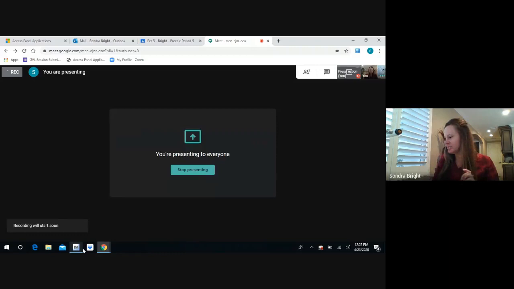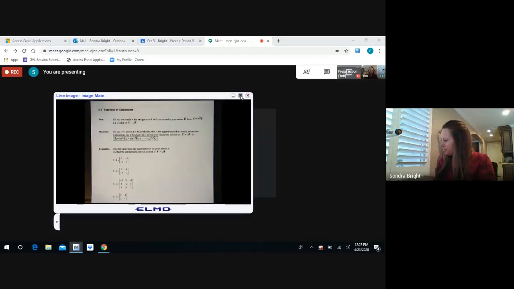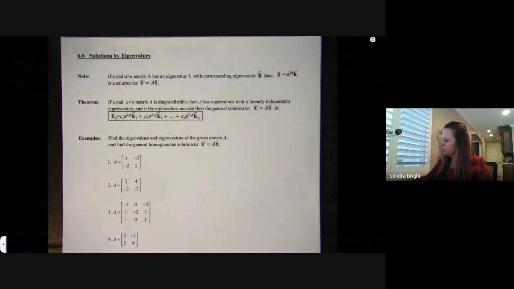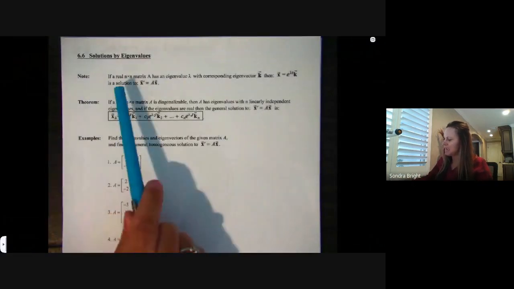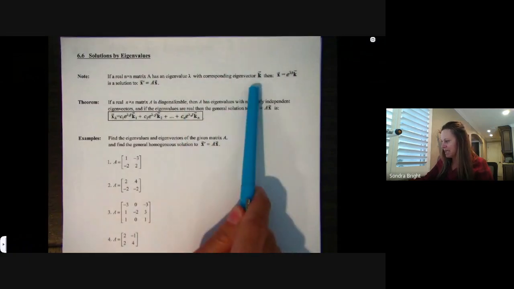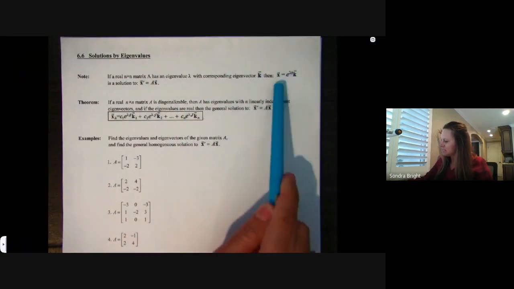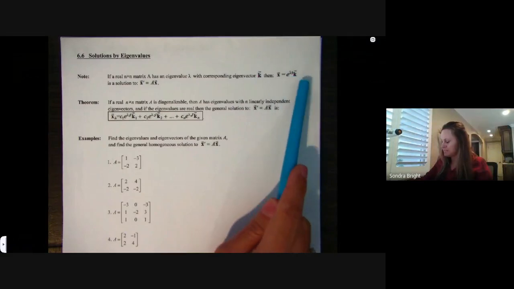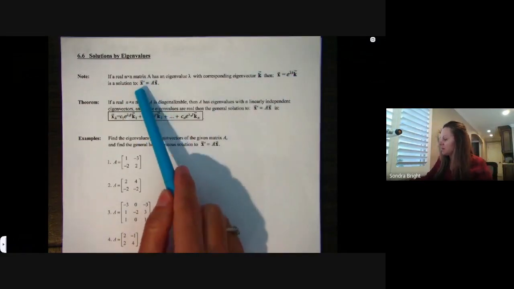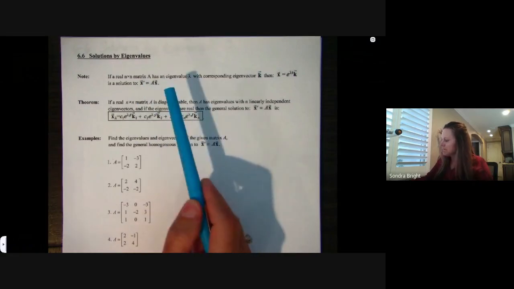All right, section 6 is solutions by eigenvalues. If a real n by n matrix A has an eigenvalue lambda with corresponding eigenvector k, then x equals e to the lambda t times k is a solution to the equation x prime equals A times x.